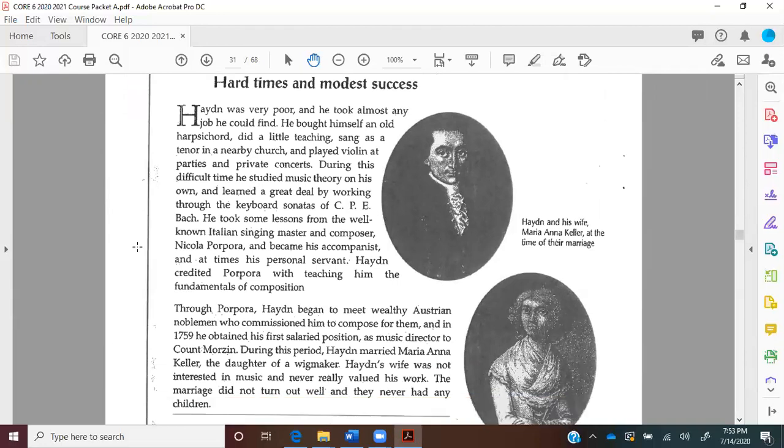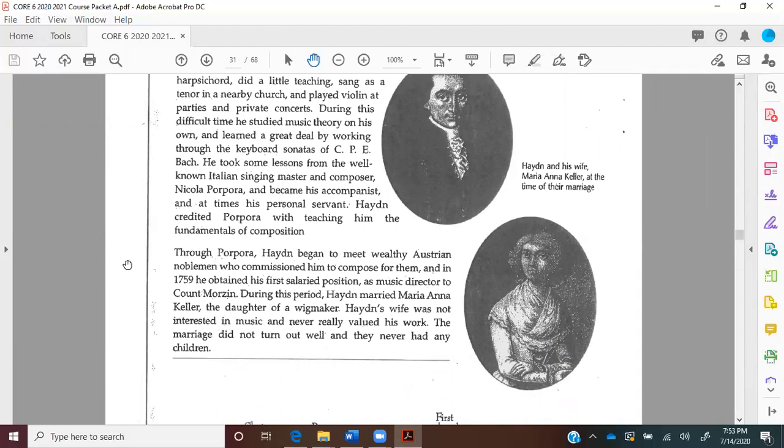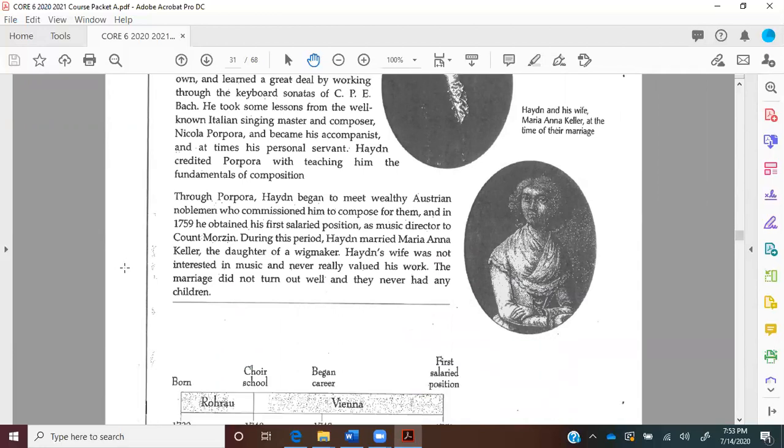He took some lessons from the well-known Italian singer, master and composer Nicola Porpora, and became his accompanist, and at times his personal servant. Haydn credited him with teaching him the fundamentals of composition. Through Porpora, Haydn began to meet wealthy Austrian noblemen who commissioned him to compose for them. And in 1759, he obtained his first salary position as music director to Count Morzine.